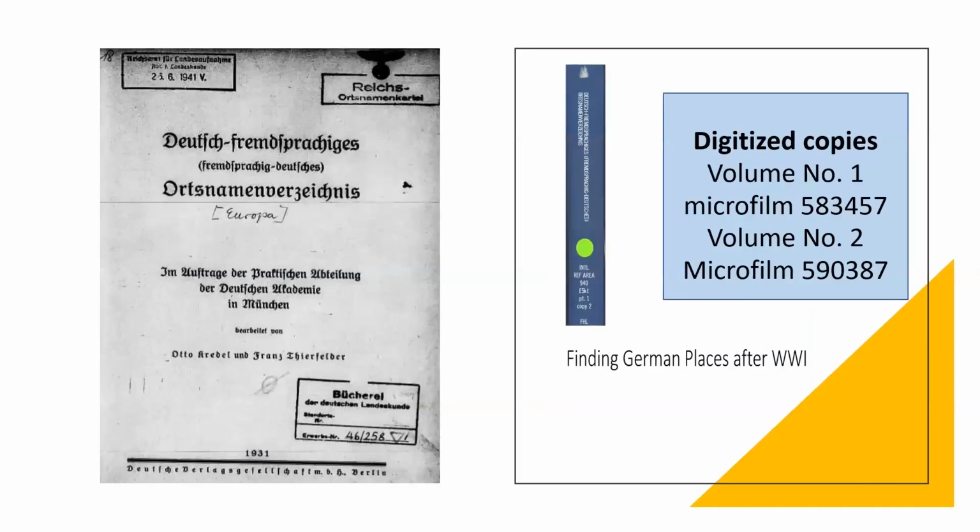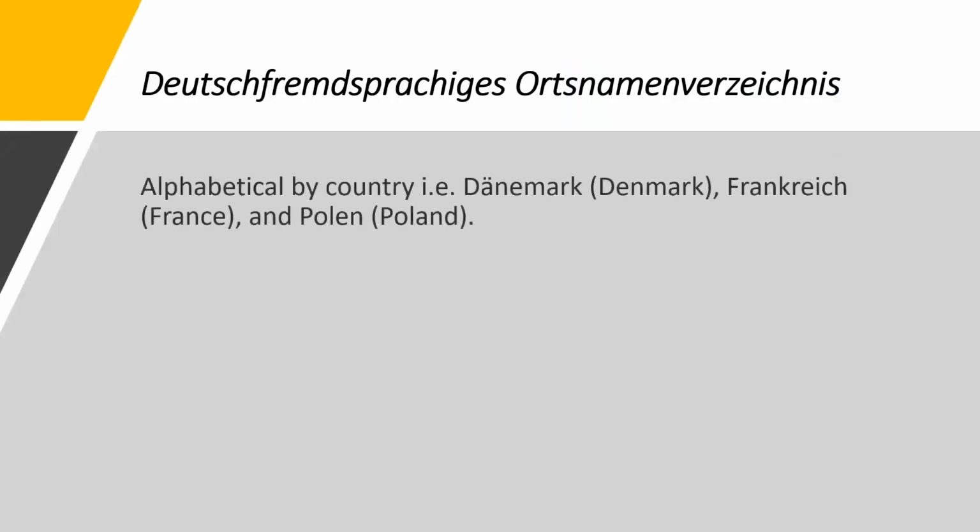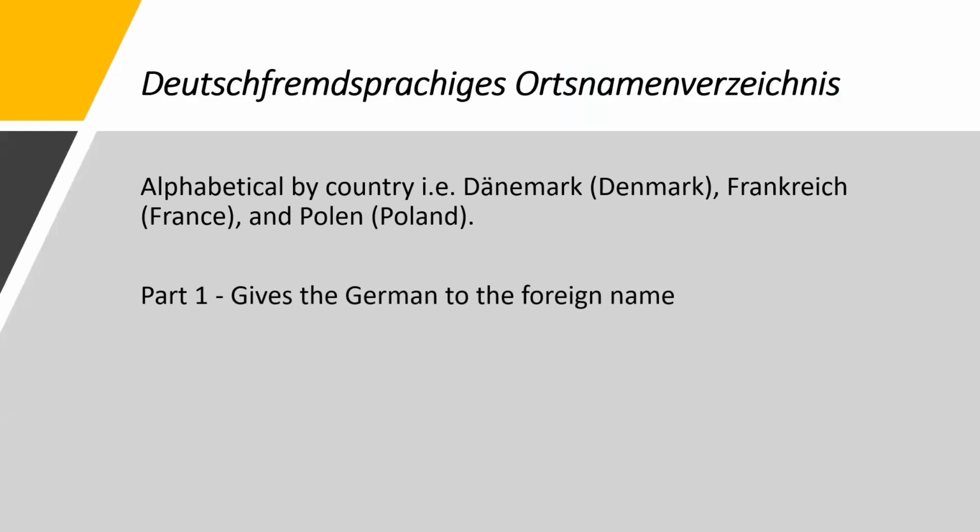Beginning with the Deutsch Fremdsprachige Ortsnamenverzeichnis, it is a two-volume work on the following two rolls of microfilm that have been digitized. Volume 1 is microfilm number 583457. Volume 2 is microfilm number 590387. This resource helps in determining present locality names for those areas of Germany that were lost to foreign countries after World War I. It is alphabetical by country. In other words, Denmark comes before Frankreich or France and Poland. Part 1 gives the German to the foreign name, and Part 2 gives the foreign name to the German name.